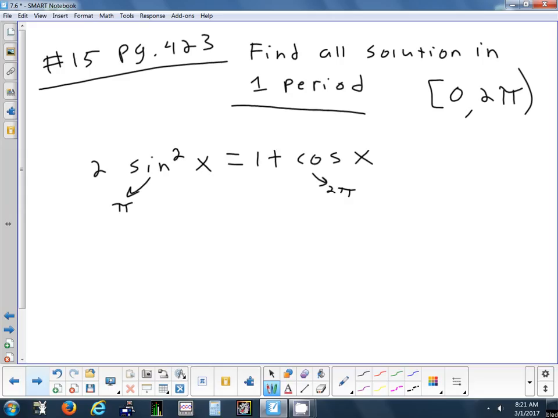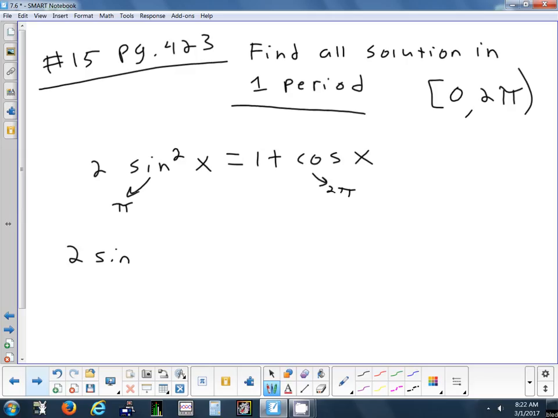Is this a quadratic in the right form? No, a couple things wrong with it. What's one thing we have to do first that is an extra step we didn't have to do in the last problem? We have to set one side to 0. We have to get one side to 0. So let's bring everything.